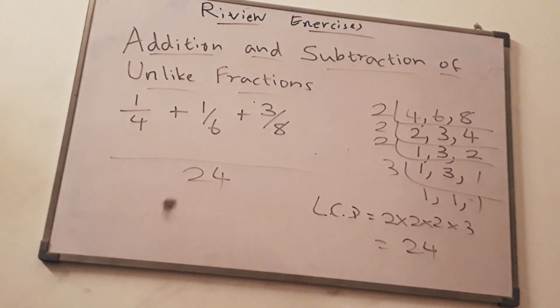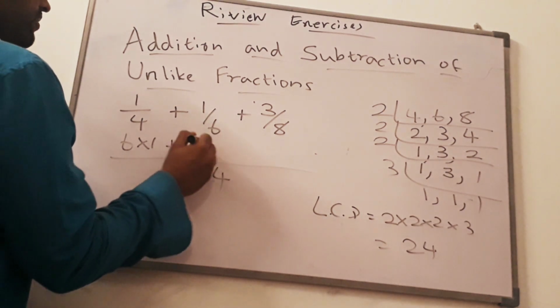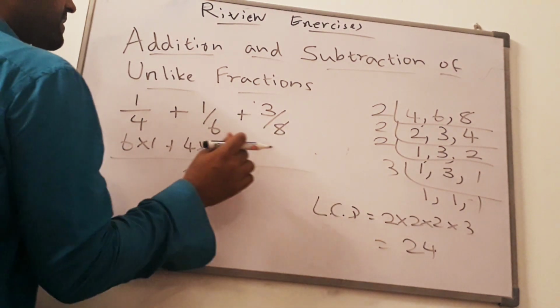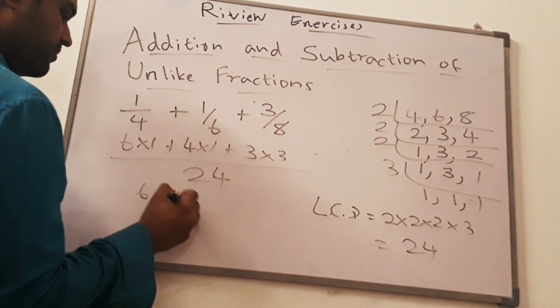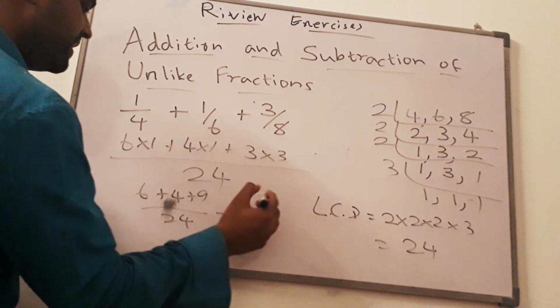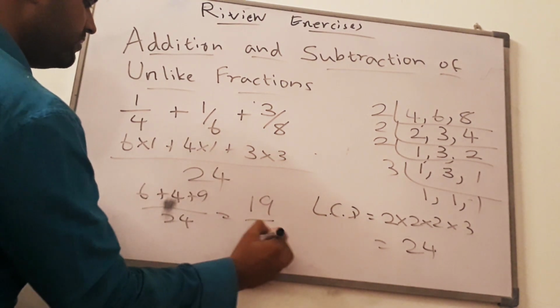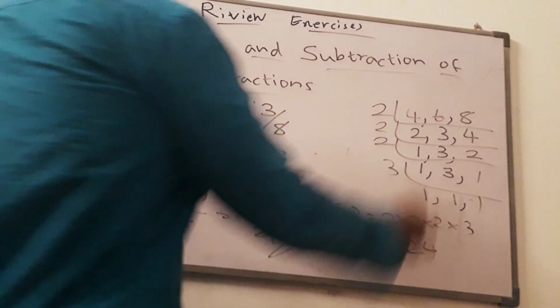How many 4's? 6. 6 times 1 plus how many 6's? 4 times 1 plus how many 8's? 3 times 3. So it will be 6 plus 4 plus 9 over 24. 6 and 4, 10, 10 and 9, 19 out of 24. This is the final answer. Different denominators.